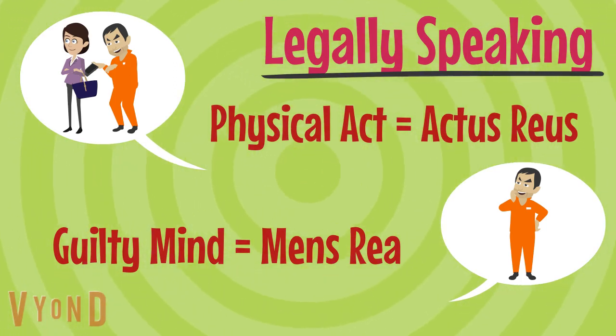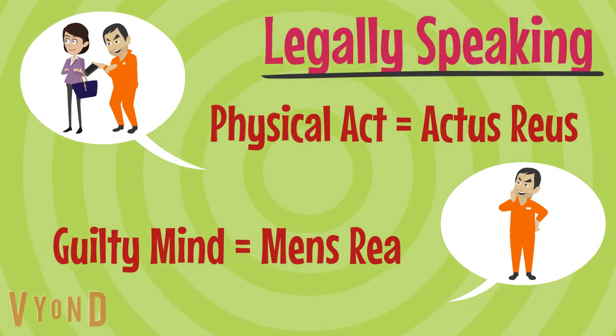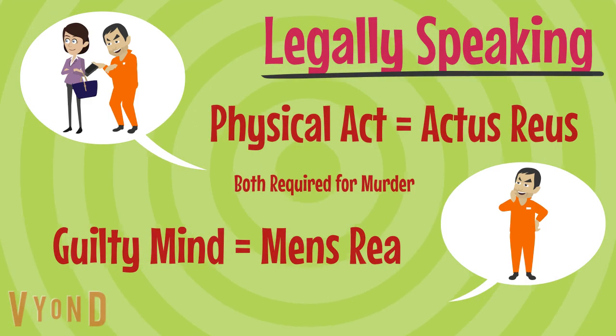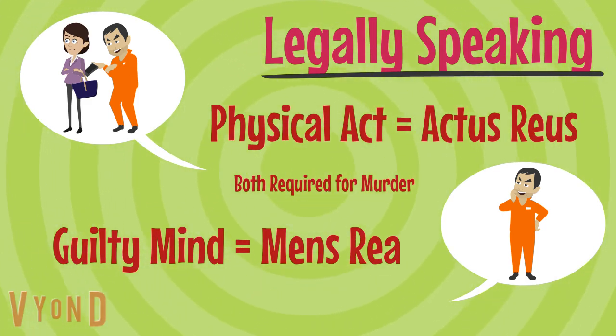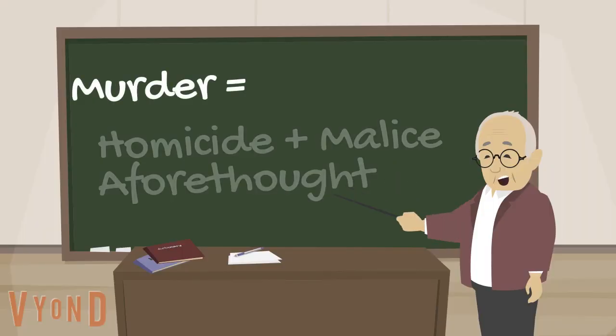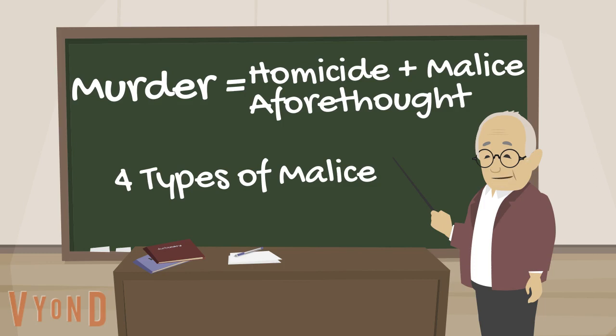Usually, the physical act is easier to prove than the guilty mind when there is a dead body resulting from the acts of another. While the guilty mind is harder to show, the common law gives us several methods which can be used to demonstrate malice. The guilty mind, or intent, for murder is malice. In a murder case, there are 4 ways to show this. However, only one of these 4 types of intent is required.